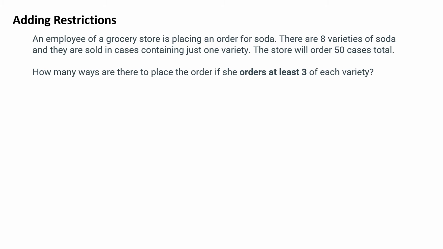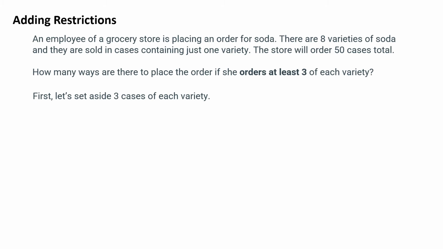But now here's the question: how many ways are there to place the order if this employee orders at least 3 of each variety? Okay, at least 3 of each variety. So here's how we might go about it. Let's think about setting aside 3 cases of each variety. Think about it as she goes in and pulls out 3 cases of each variety, sets those aside, saying that I'm getting those for sure. So that's the given. Now we have to think what's left, how many more does she have to choose?